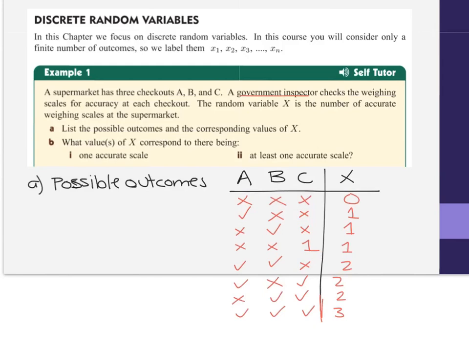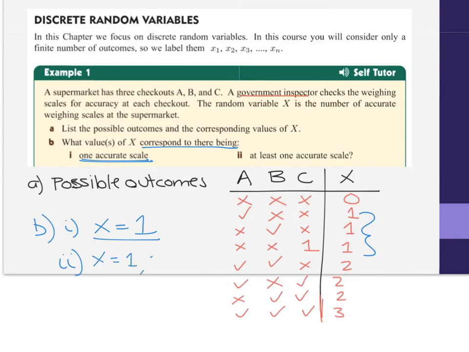Now if we look at part B, B is saying what values of X correspond to there being one accurate scale. And it's as simple as this. Well, obviously in this case, X is going to be 1 if there's one accurate scale, which can occur in 3 different ways, but all we're looking for is X is equal to 1. If we're looking at at least one accurate scale, we can't have 0, because that would be no accurate scales. X could be equal to 1, 2, or 3, because that would be at least one accurate scale.